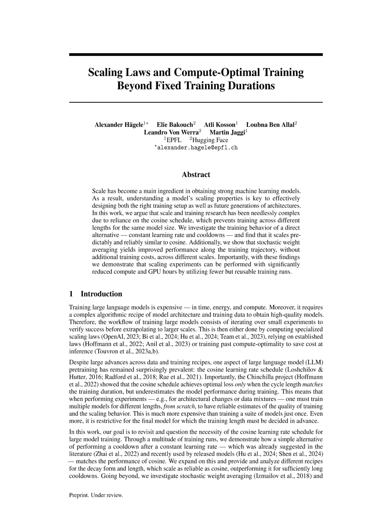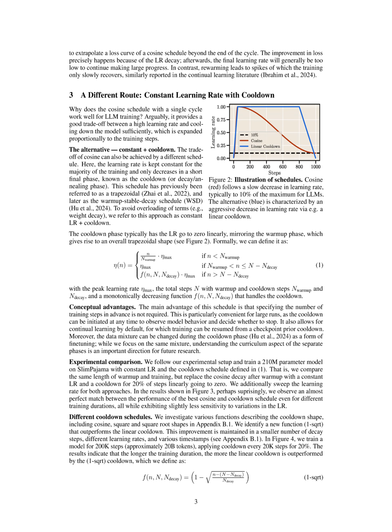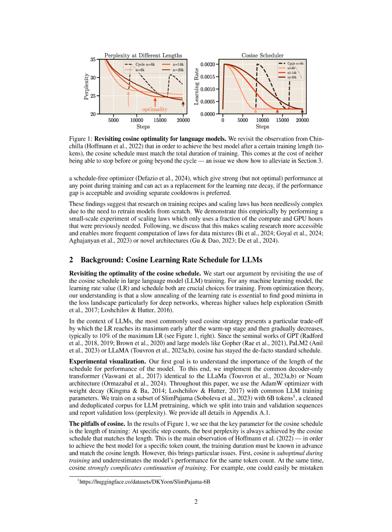The main problem that the proposed method aims to address in large language model training is the necessity of the cosine learning rate schedule. The method introduces a constant learning rate followed by a cooldown phase as an alternative to the cosine schedule. The goal is to question the necessity of the cosine schedule, which requires matching the training duration to the cosine length for optimal performance.